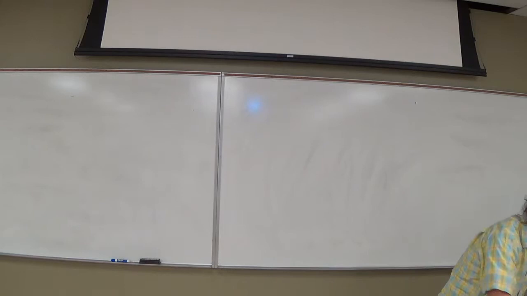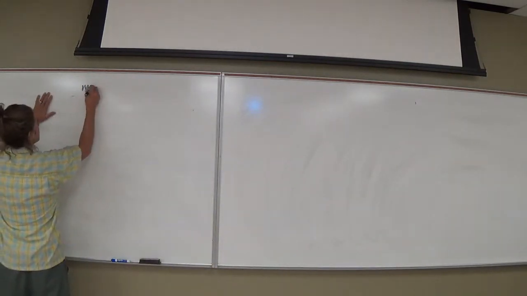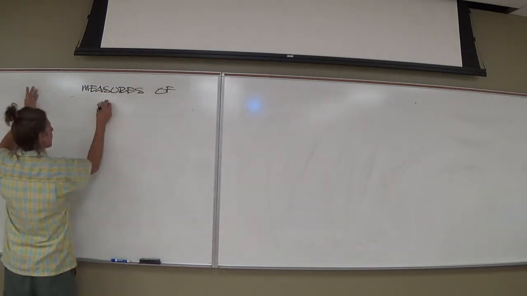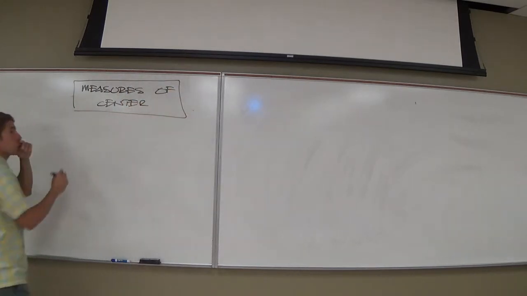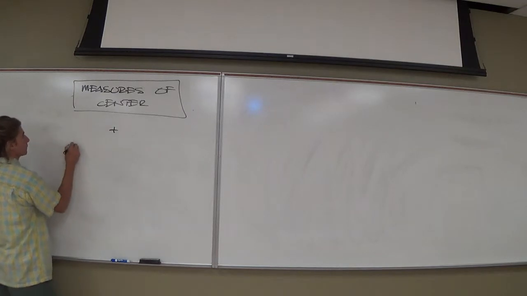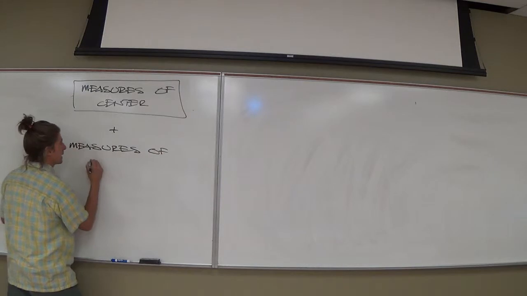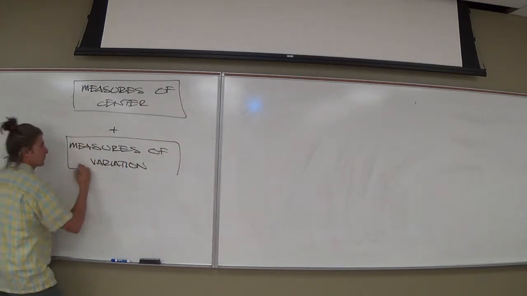So let me get some markers. Okay, measures of center. This is where we were, and of course we'll always be here, because we like wrapping up data sets with a data point that's in the middle. We like that. It's very nice. But to ignore this, measures of variation, is kind of awful. It's kind of awful to ignore that.